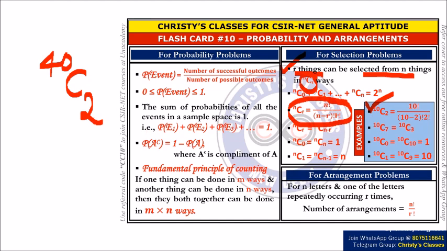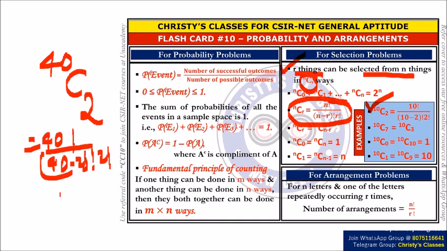NCR is n factorial divided by n minus r factorial into r factorial. That means 40C2 will be 40 factorial divided by 40 minus 2 factorial into 2 factorial. That is how mathematically you can write. 40 minus 2 factorial means 38 factorial. 38 factorial into 2 factorial. Finally, you will get it as 40 into 39 divided by 1 into 2 after cancelling the common terms.